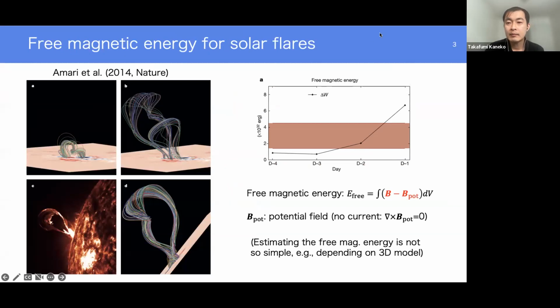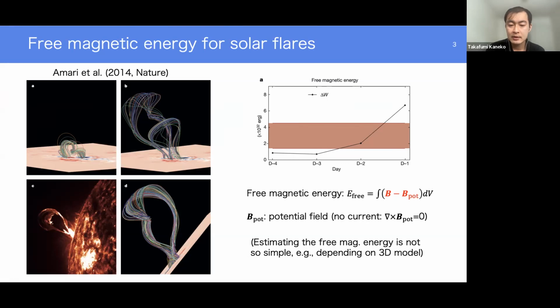An important parameter of large flares is the free magnetic energy. The definition of free magnetic energy is the volume integration of the difference between the magnetic field and the potential magnetic field. And the potential magnetic field is basically the current-free magnetic field. Because the potential field does not have the current, there is no Lorentz force and there is no ohmic diffusion. So no magnetic energy can be converted to thermal or kinetic energy.